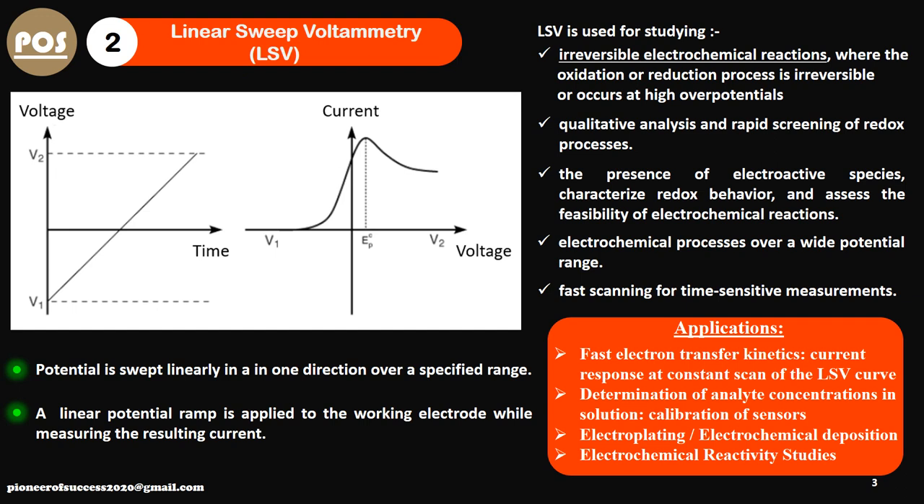where we only talk about linear sweep voltammetry. Applications, again, from the last point: the first application is fast electron transfer kinetics, or current response at a constant scan rate of the LSV curve. Determination of analyte concentration in solution, calibration of sensors. There also, sometimes we use cyclic voltammetry, sometimes we use LSV, and with specific examples we'll talk about them in upcoming videos. Electroplating, electrochemical deposition, electrochemical reactivity studies and all.